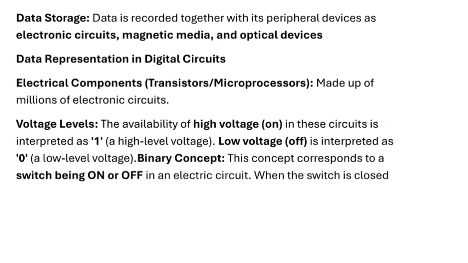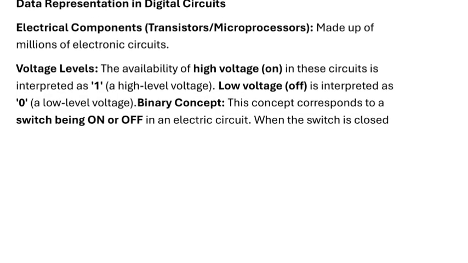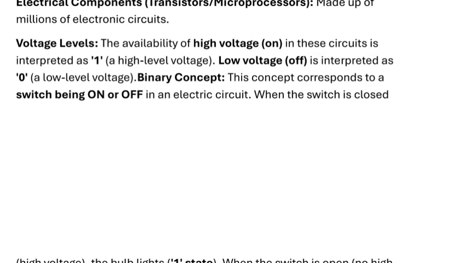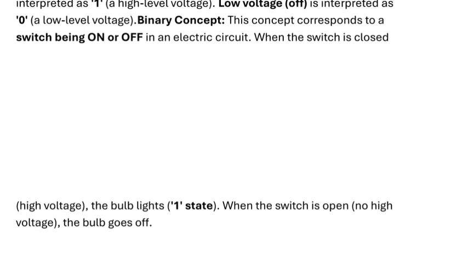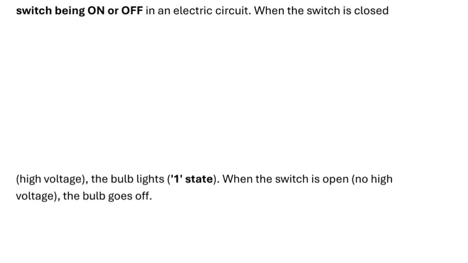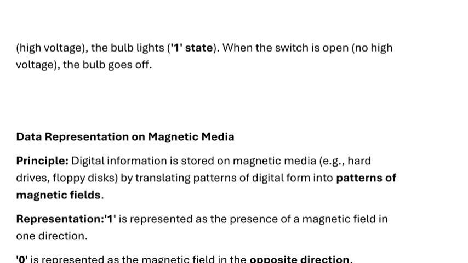Data representation in digital circuits. Electrical components: transistors and microprocessors made up of millions of electronic circuits. Voltage levels: the availability of high voltage, on, in these circuits is interpreted as 1, a high-level voltage. Low voltage, off, is interpreted as 0, a low-level voltage. Binary concept: this concept corresponds to a switch being on or off in an electric circuit. When the switch is closed, high voltage, the bulb lights, one state. When the switch is open, no high voltage, the bulb goes off.